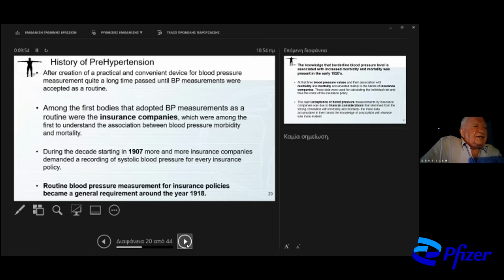During the decade starting in 1907, more and more insurance companies demanded a recording of systolic blood pressure for every insurance policy. Routine blood pressure measurement for insurance policies became a general requirement around the year 1918. So everybody that wanted to have health insurance, after 1918, had to have his blood pressure measured.